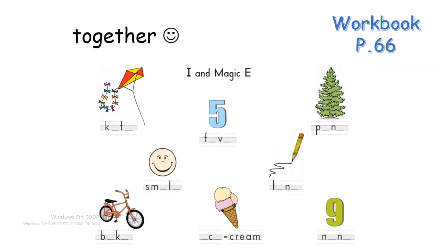Okay, if we go back to this page, we can see the difference between the short sound and the long sound in the I. For example, how can we pronounce this word? Kit. But if the magic E comes in, what does it do? Excellent, so it will be kite, the I says its name. Great. And here, five. Here we have pin and pine, slim and smile, and line. Pick, bike, and so on.